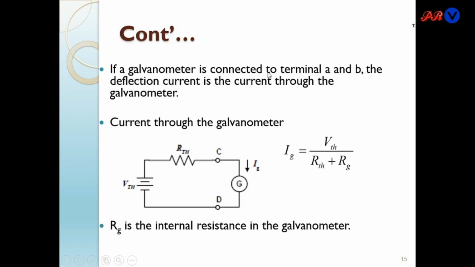If a galvanometer is connected to terminals A and B, the deflection current is the current through the galvanometer. So, this C and D we are connected here to the galvanometer. The value of the galvanometer current is V Thevenin divided by R Thevenin plus Rg, where Rg is the internal resistance of the galvanometer. In this way we can calculate the value of the galvanometer current by using Thevenin's equivalent circuit for the Wheatstone bridge.